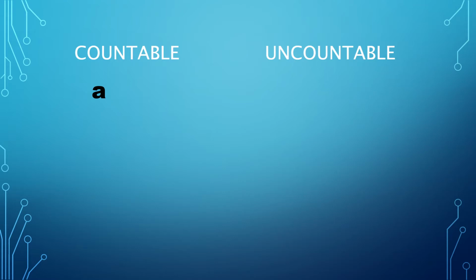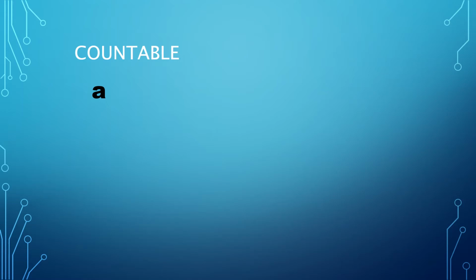It's important to know if a noun is countable or uncountable, because this is going to tell us if we use "a" in front of the word, and it will also tell us which words we cannot use with these articles. Let's look at countable nouns first.